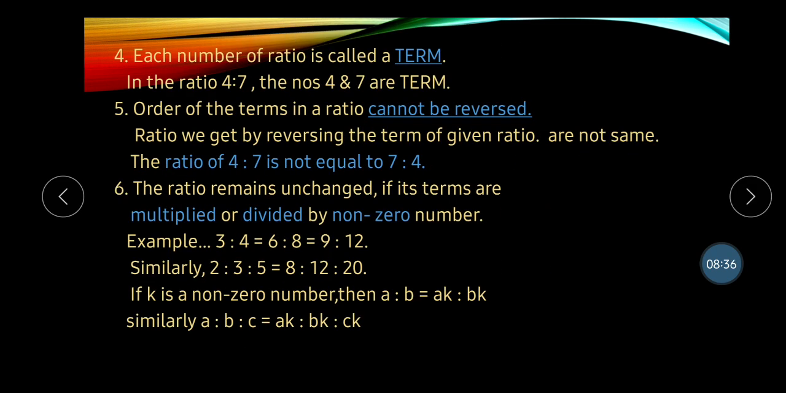Next property, fourth property, each number of the ratio is called a term. That is, in the ratio 4 is to 7, the numbers 4 and 7 are called terms.